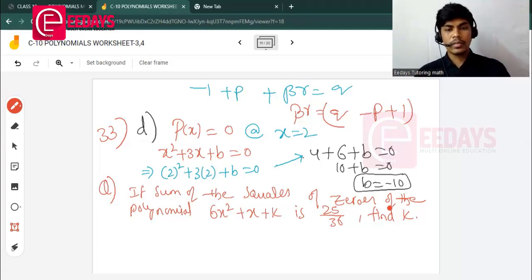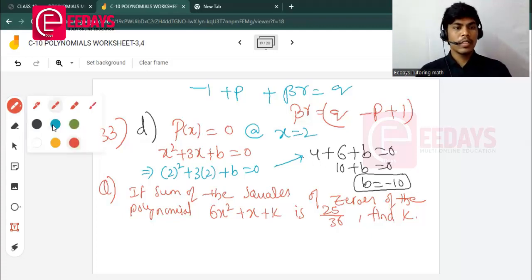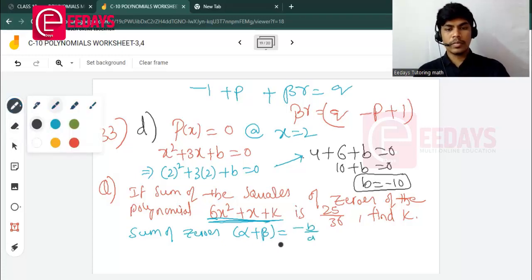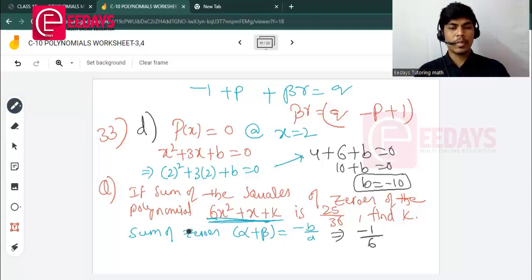First, understand the question. First of all, the polynomial equation is this one. We need to find sum of zeros and product of zeros. Sum of zeros, alpha plus beta, is equal to minus b by a. What is minus b by a here? Minus b is nothing but minus 1, a is here 6. So minus 1 by 6.